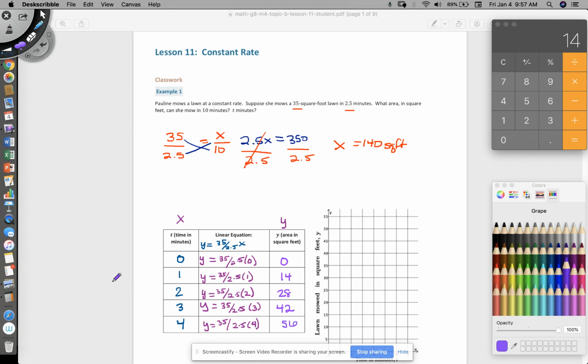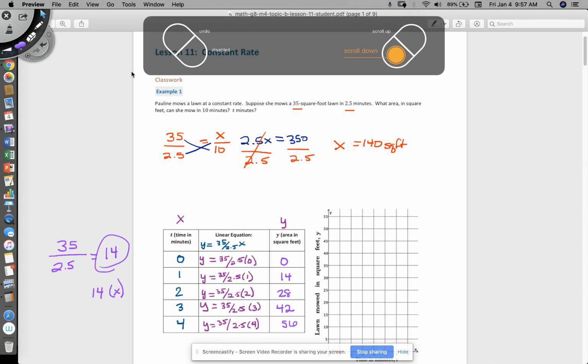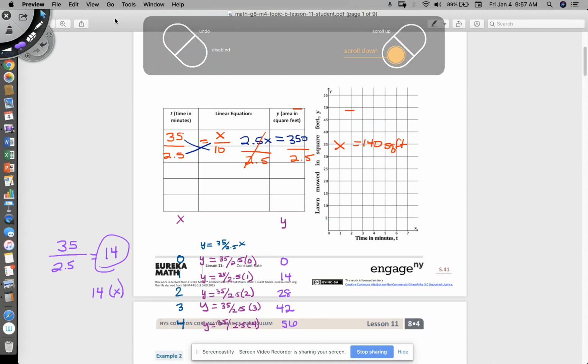And again, how I figured that out is I did 35 and I divided that by 2.5 on the calculator, and that gave me 14. And since these all have the consistent comparison here, then I know they're all going to equal 14. And then I took 14 and I multiplied that by whatever that x value was. All right, so now we're going to graph. I'm going to move this up just a little bit here so I can see my graph a little better.